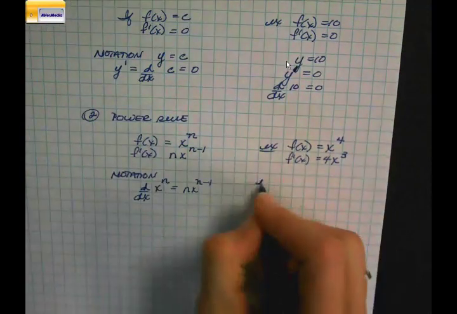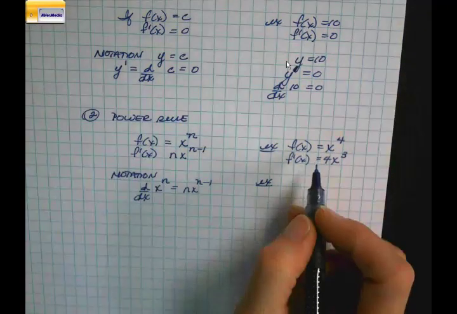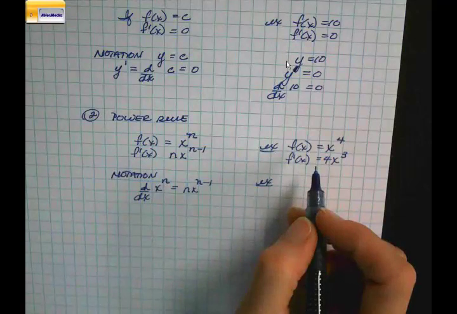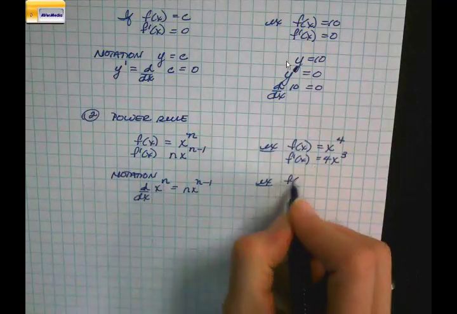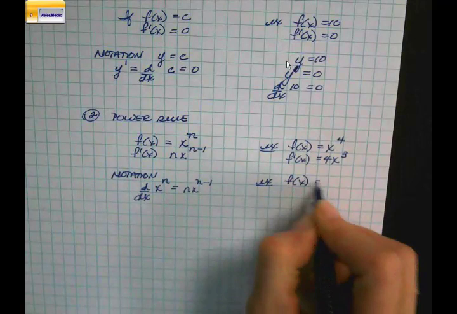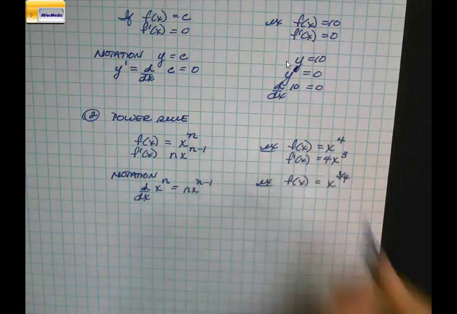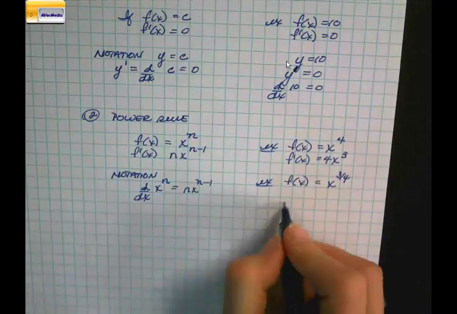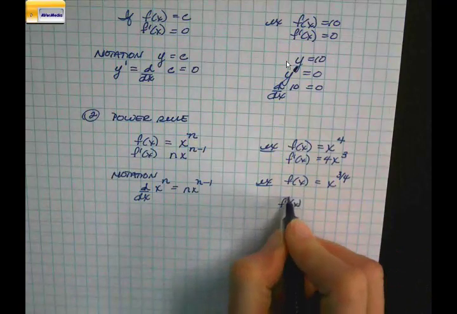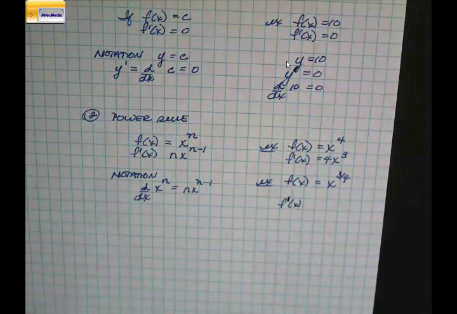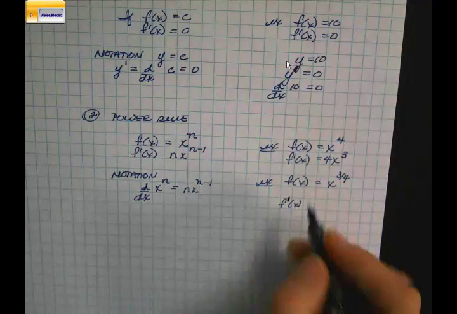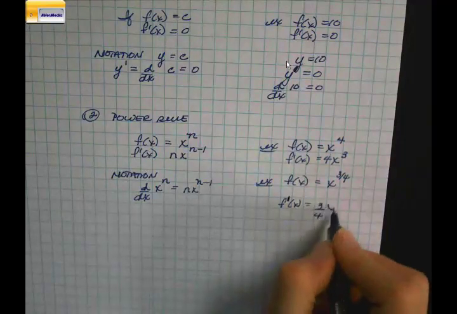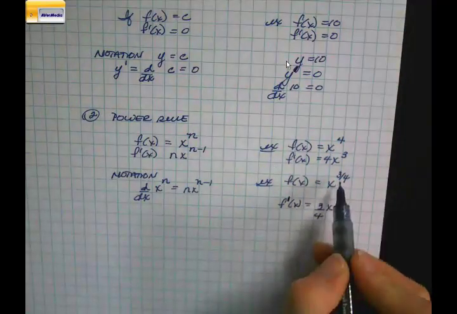Now let me do another example, a little more challenging, I guess. If f of x didn't equal x to the fourth, but it equaled x to the 3/4, then your first derivative, and I put that little apostrophe up there to represent your first derivative, is to pull the 3/4 in front of the x, then decrease the 3/4 by 1.